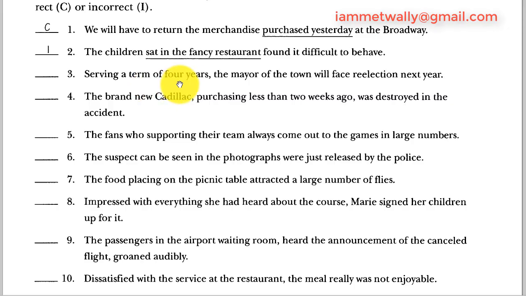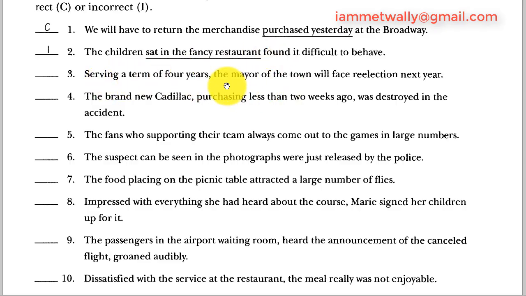Serving a term of 4 years, the mayor of the town will face re-election next year. Serving is the ing form, that means it could be a reduced clause. Okay, a term of 4 years, and I have a comma here. The mayor is the subject, will face is the verb, so it's talking about the subject. This is a reduced clause moved to the beginning. This is the third level of reducing, serving a term of 4 years. This one was who was serving a term of 4 years, and it was in the beginning.